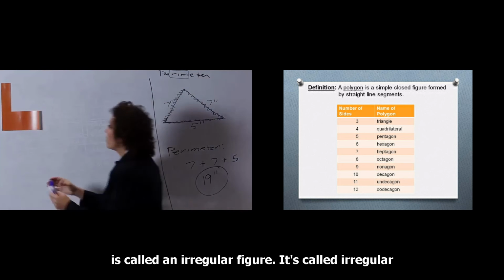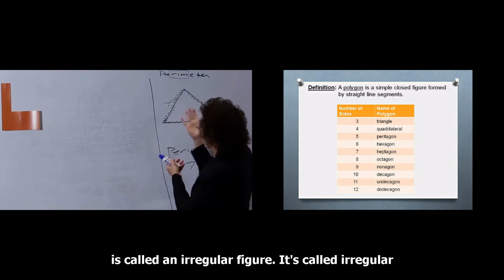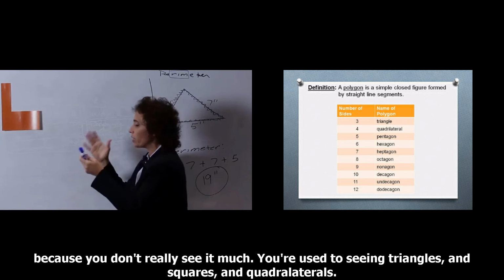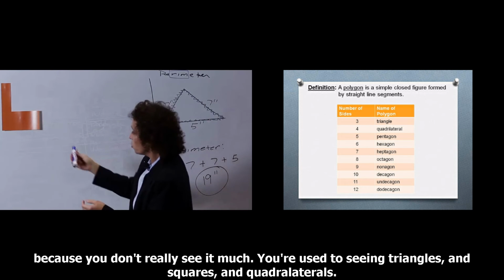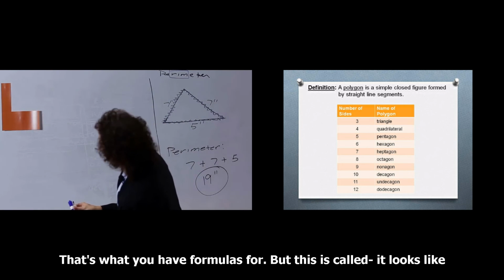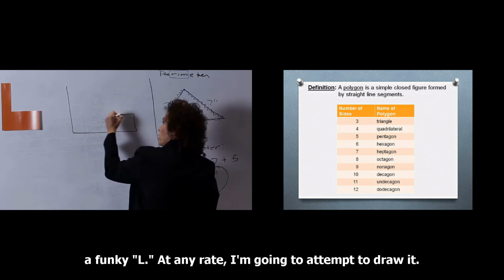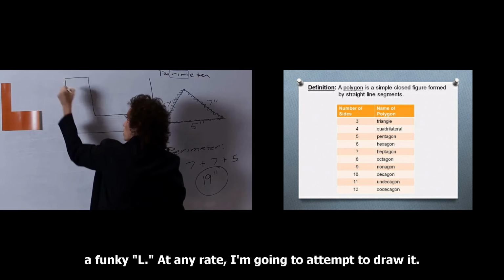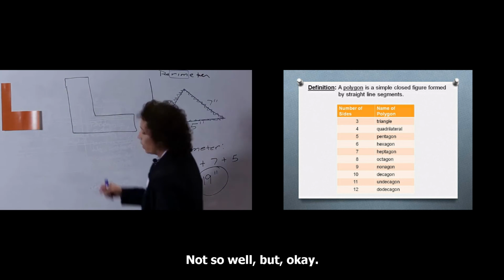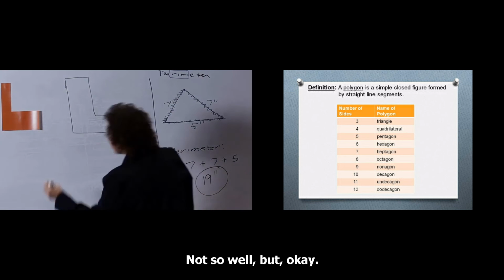This next figure is called an irregular figure. It's called irregular because you don't really see it much. You're used to seeing triangles and squares and quadrilaterals. That's what you have formulas for. But this one looks like a funky L. At any rate, I'm going to attempt to draw it. Not so well, but okay.